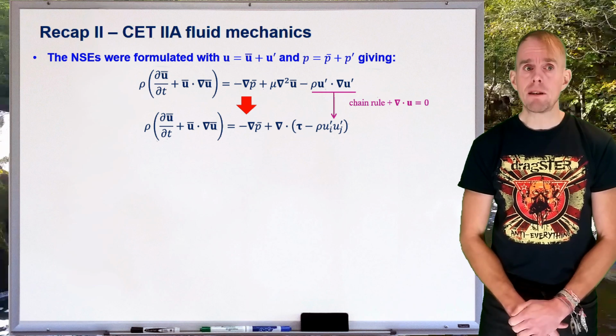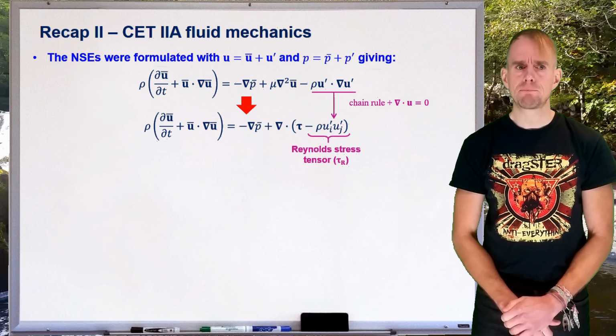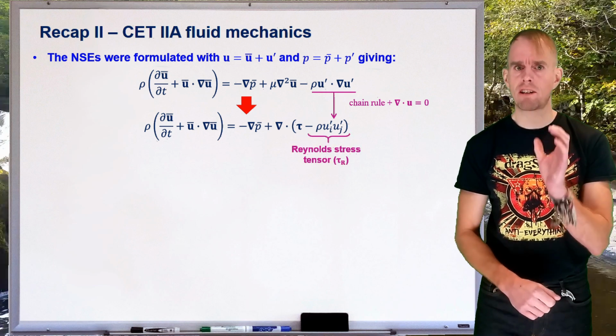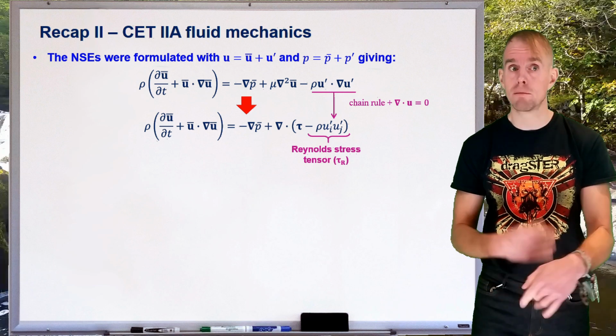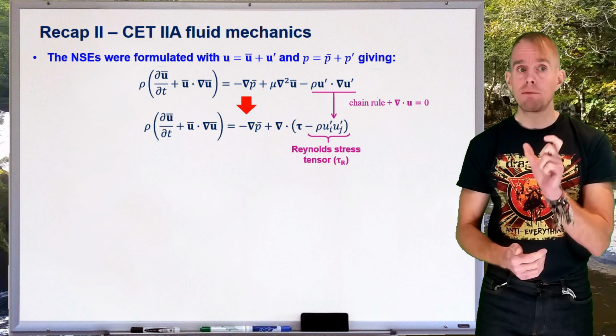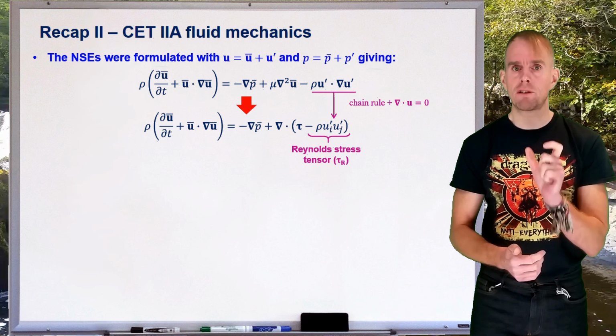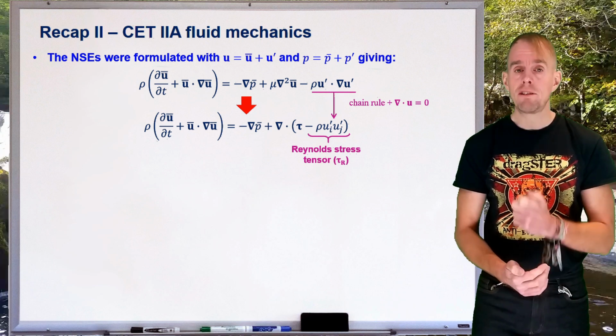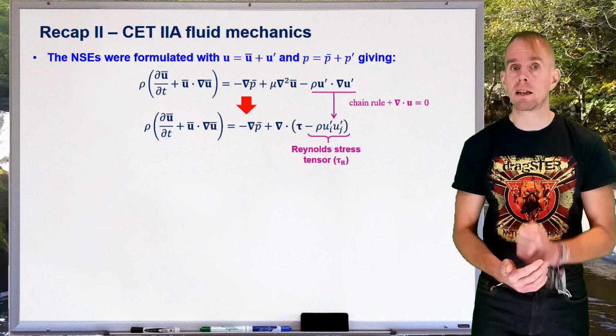Now, if we examine that in a little bit more detail, we have the shear stress tau, which we know we can link to the material property of viscosity and the shear rate tensor. And we have this other term here which involves the time fluctuating components, and this is the extra unknown, and this is called the Reynolds stress tensor.